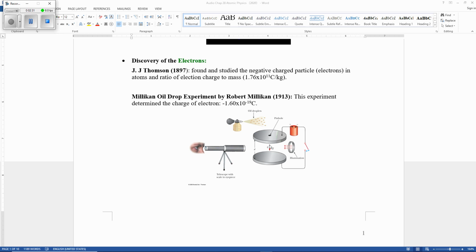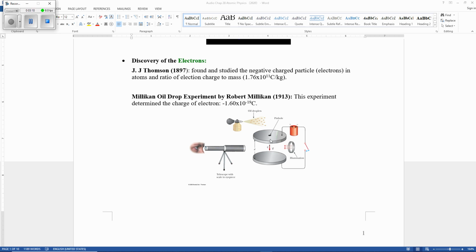Because of gravity, the droplet goes down, but the electric force pushes up, right? Because the particle carries negative charge, and the top plate is positive. So one force, gravity, goes down, and the electric force goes up. Now you can change the voltage until the droplet stops right here in the middle. And you can see it with a microscope.